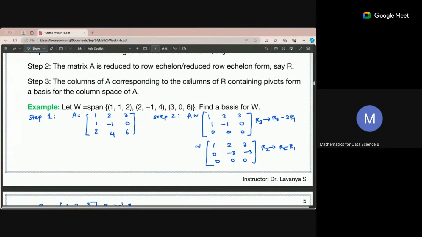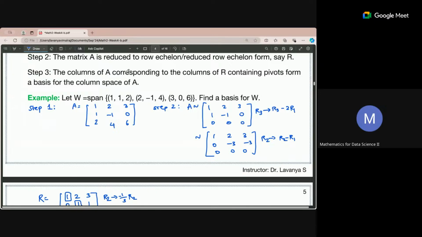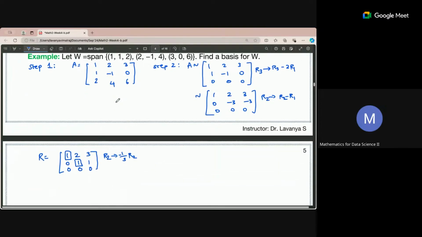Now the columns of A corresponding to the columns of R containing pivots form a basis for the column space of A. So now what are the pivot elements? So this is a pivot element. This is a pivot element. So now what we are going to do is take the columns of A corresponding to the columns of R containing pivot elements. What are the corresponding columns here in A? First, second, right? So the first and second columns form the basis for the given set.